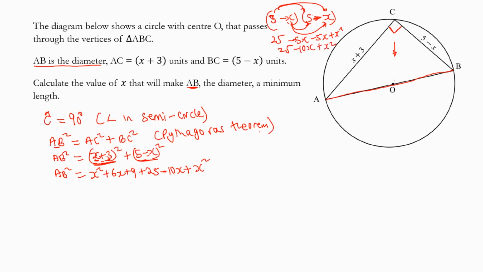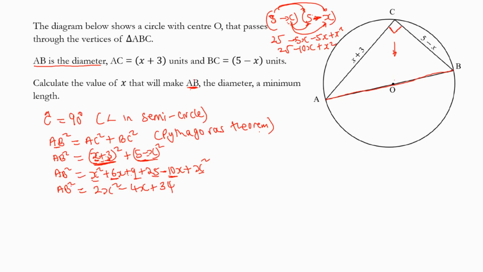You can do the long way. You can also do it with x plus 3 squared, you will get x squared plus 6x plus 9. Right, let's collect the like terms. AB squared is equal to x squared plus x squared, that is 2x squared. Then 6x minus 10x, that is negative 4x. And then 9 plus 25, that is positive 34.